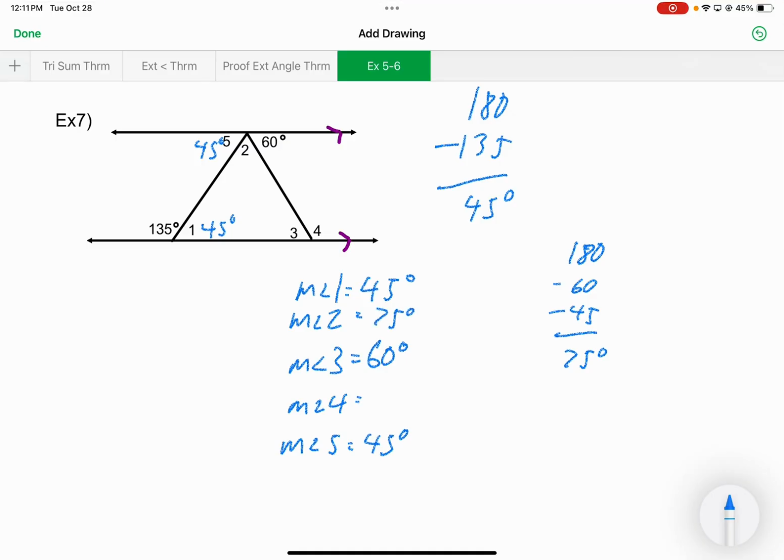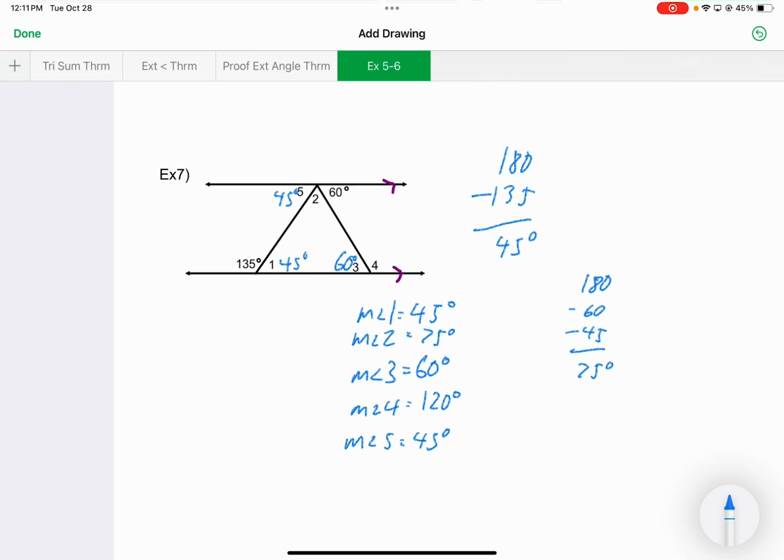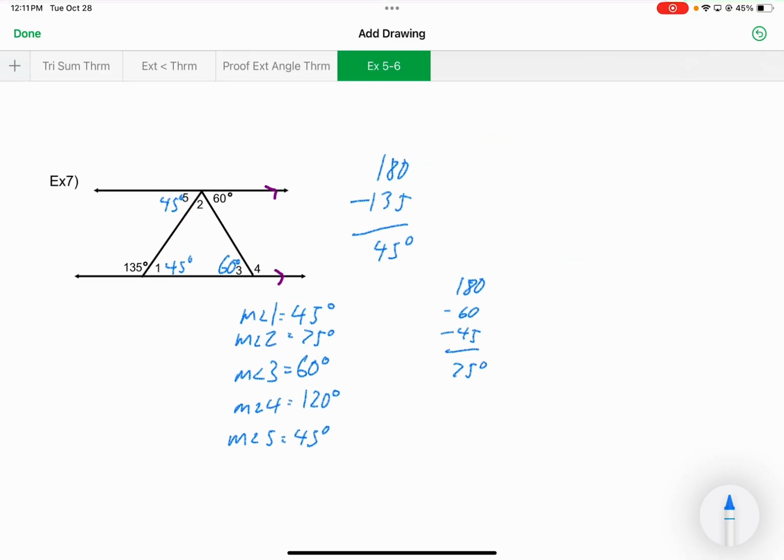All right, angle 4 should be easy. Angle 3 is 60. So angle 4 would be 120. Good job, team. Well done. See, wasn't that thrilling? So thrilling.